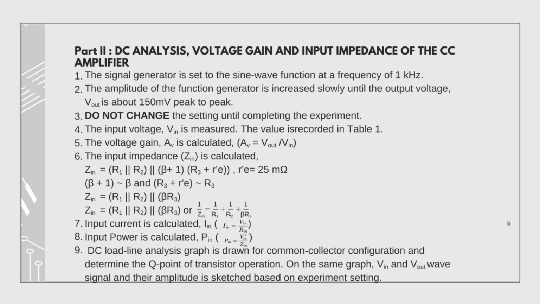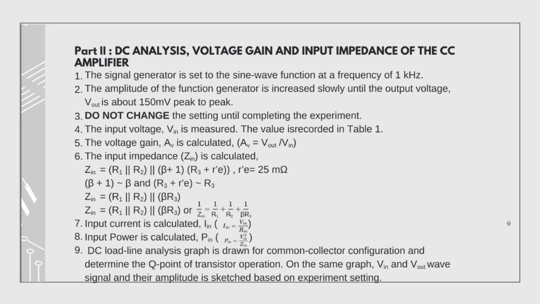The signal generator is set to the sine wave function at a frequency of 1 kHz. The amplitude of the function generator was increased slowly until the output voltage, Vout, is about 150 mV peak to peak. Do not change the setting until completing the experiment. The input voltage, which is Vin, is measured. The value was recorded in Table 1.